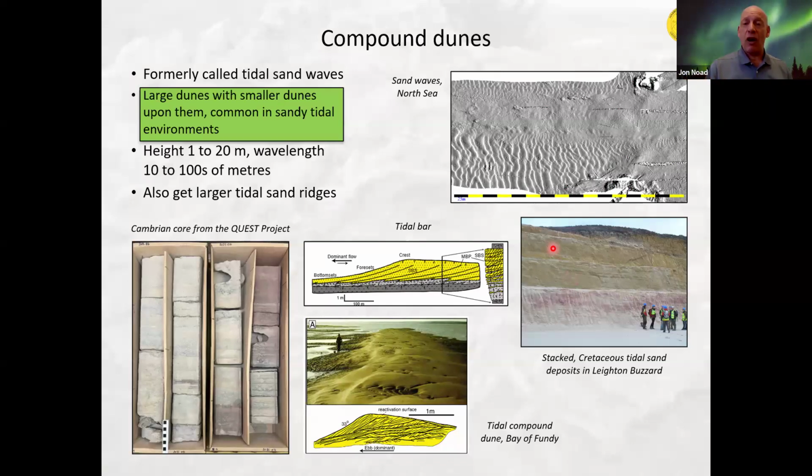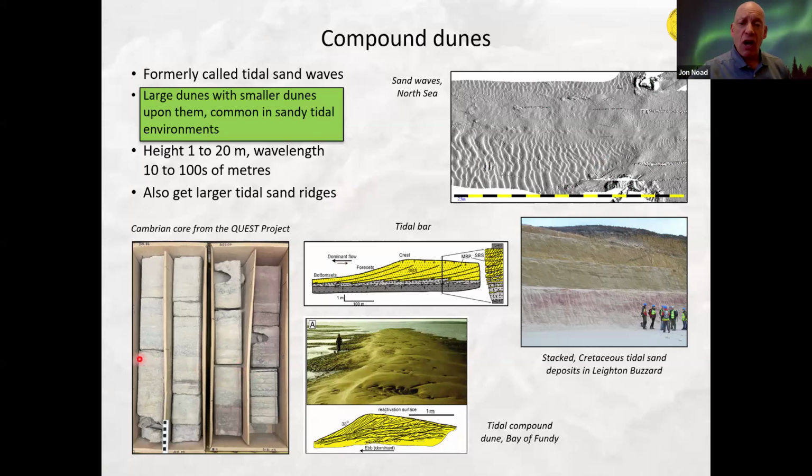So when you have strong tidal currents, they will move this sand across the seabed and they'll create these basically giant ripples. But these can be up to tens to hundreds of meters in length and up to 20 meters in height. And you can even get tidal sand ridges which are even bigger.